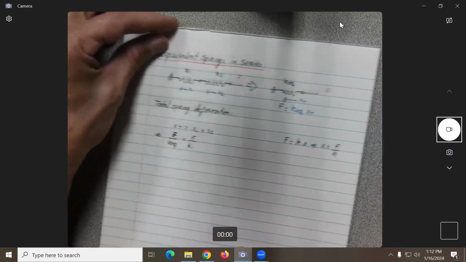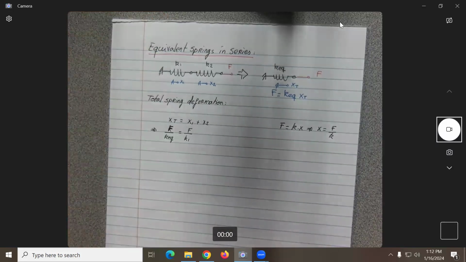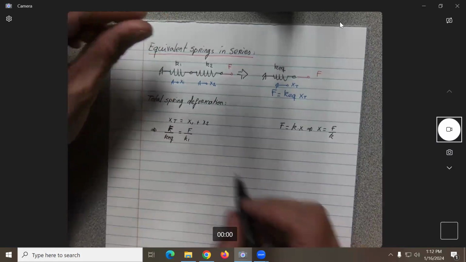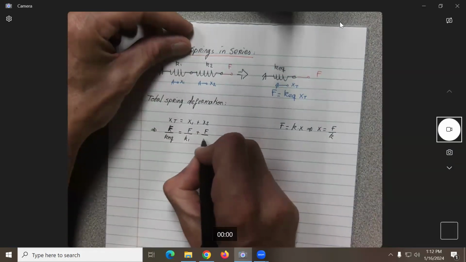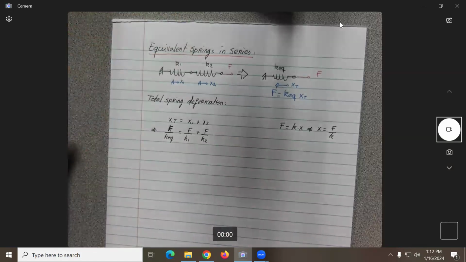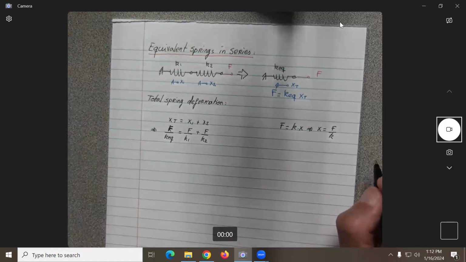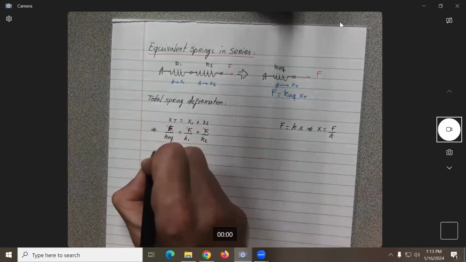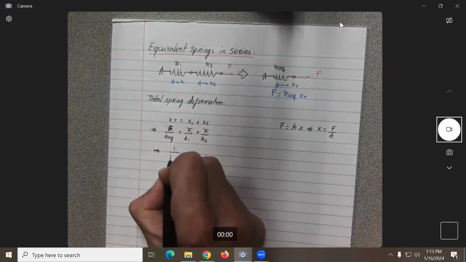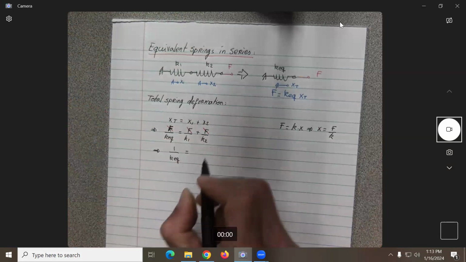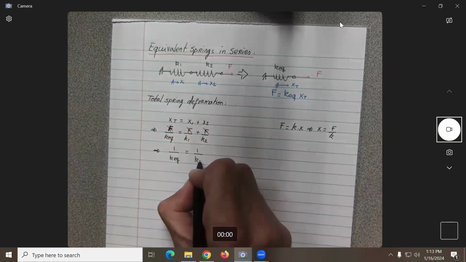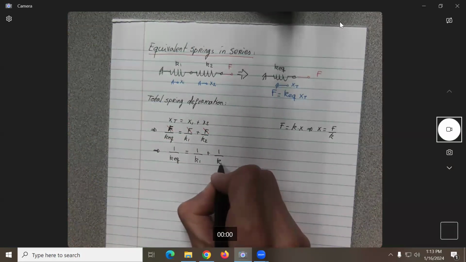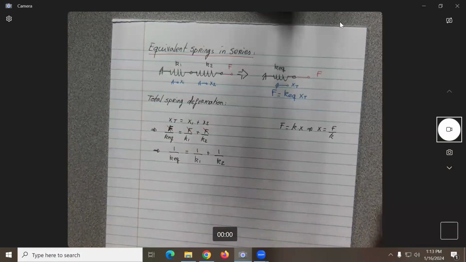What should be X1? Yes, F over K1, no? And what should be X2? Plus F over K2. Now what can we do? We can cancel out all the F's. So basically what do we find? We found that 1 over K equivalent equals 1 over K1 plus 1 over K2.